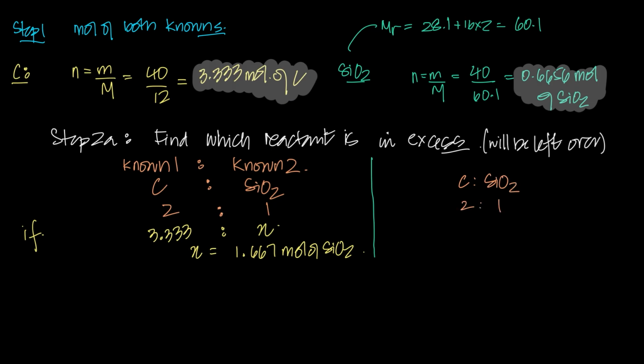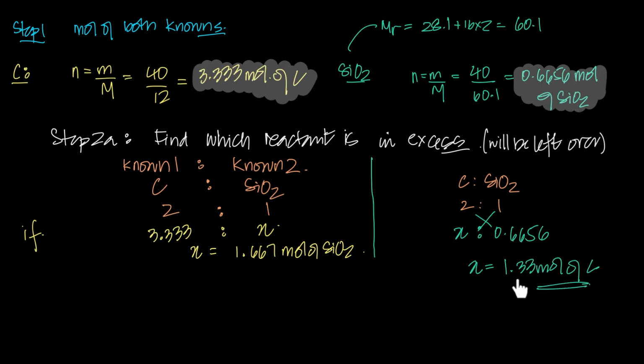You might say, well, why didn't I just start off with this one and see if this is enough? I can do the same thing. You can either take the known moles from 1 or start off with this one, meaning the 2:1 ratio. So how many moles of carbon will react with this many moles of silicon oxide?